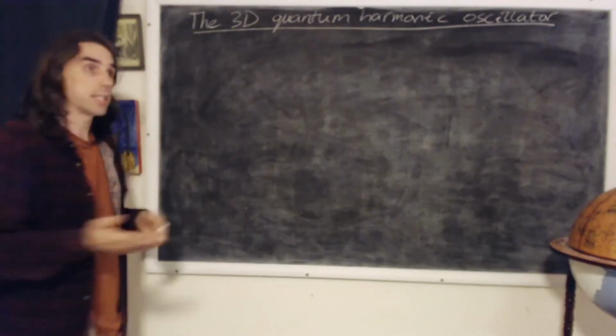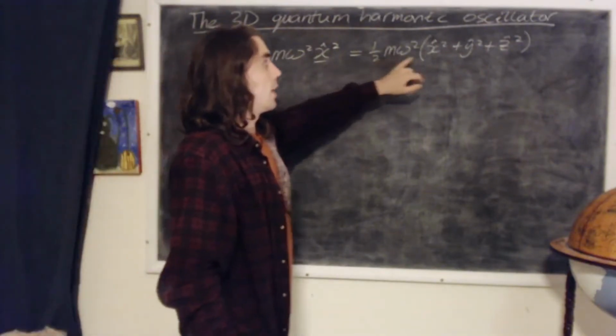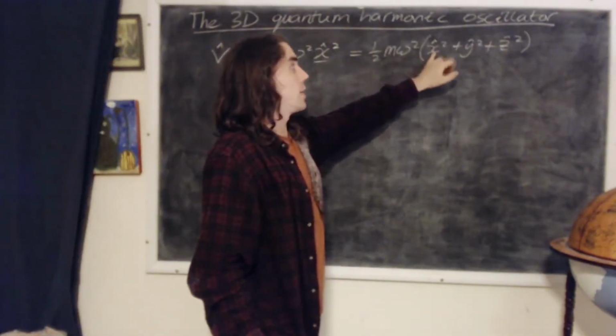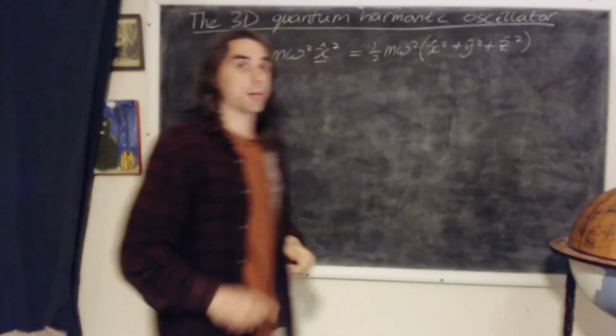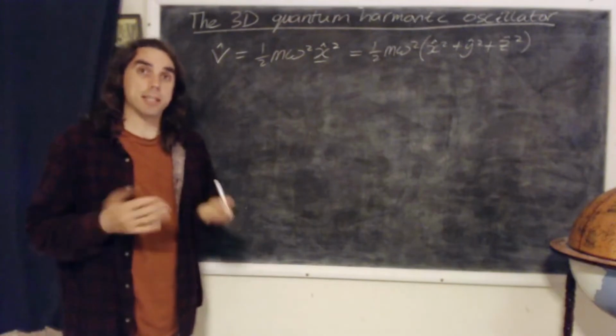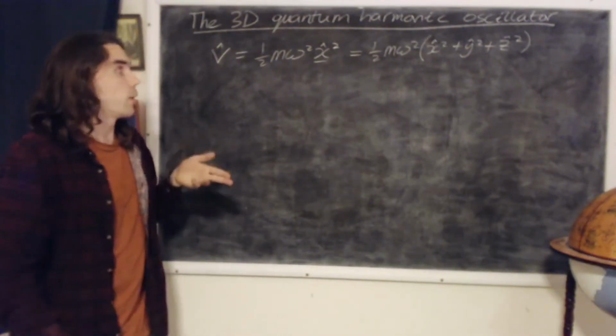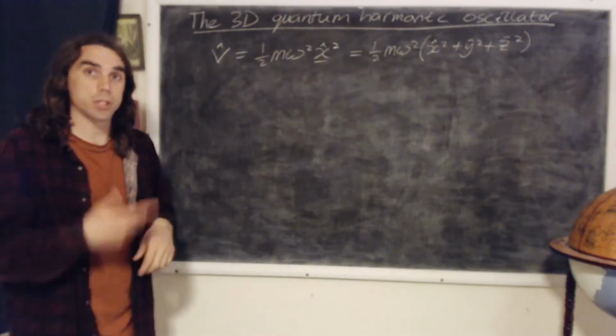So the potential in this case is as follows, which equals half m omega squared times x operator squared plus y operator squared plus z operator squared. The most convenient way to solve it is again using raising and lowering operators, but this time you need to define a different raising and lowering operator for each of the three directions, which are perpendicular.